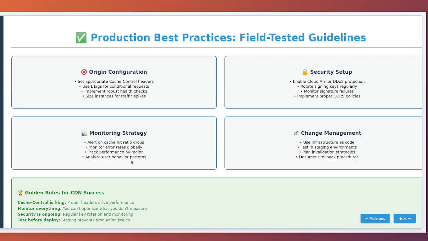Health check configuration must be robust and representative of actual application health. Check critical dependencies like databases and external APIs, not just web server responsiveness. Failed health checks should accurately reflect when an instance can't serve traffic properly.